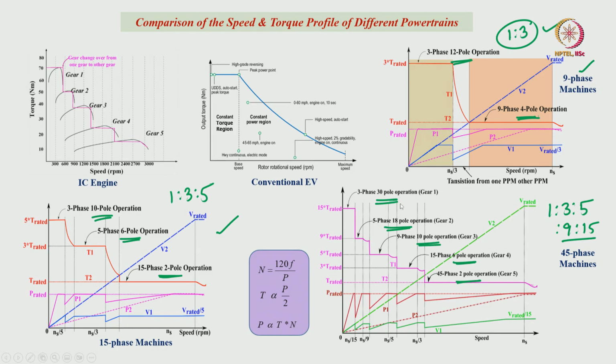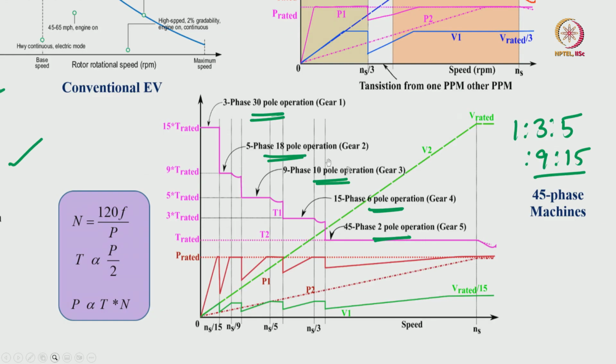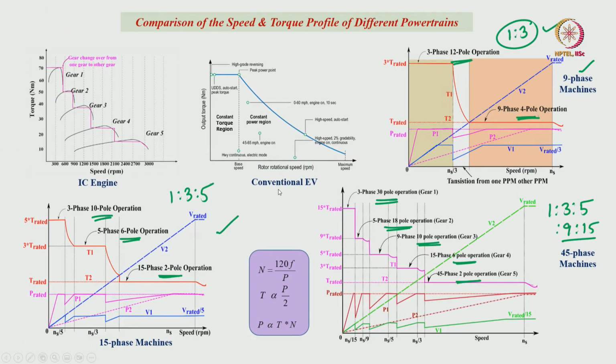The 5 gear or 5 speed 45 phase machine will give exactly similar torque speed characteristics of the IC engine. This is the gear 1 and gear 2, gear 3 and gear 4 and gear 5. Like this we can change the torque speed characteristics by changing the number of poles.